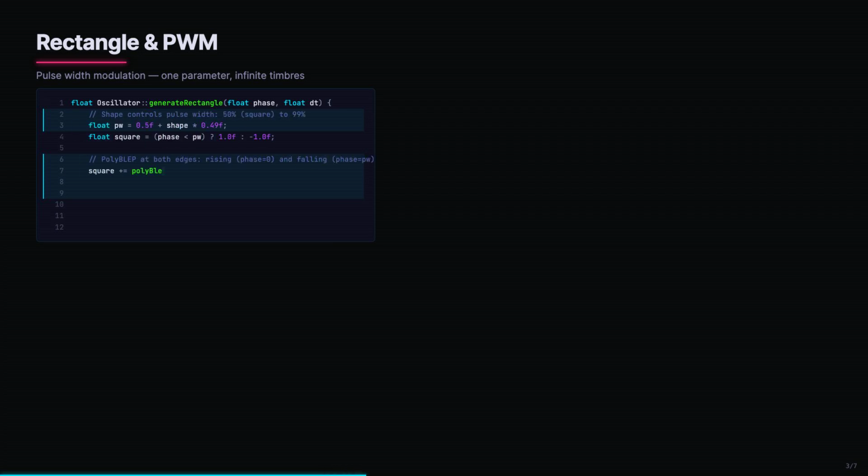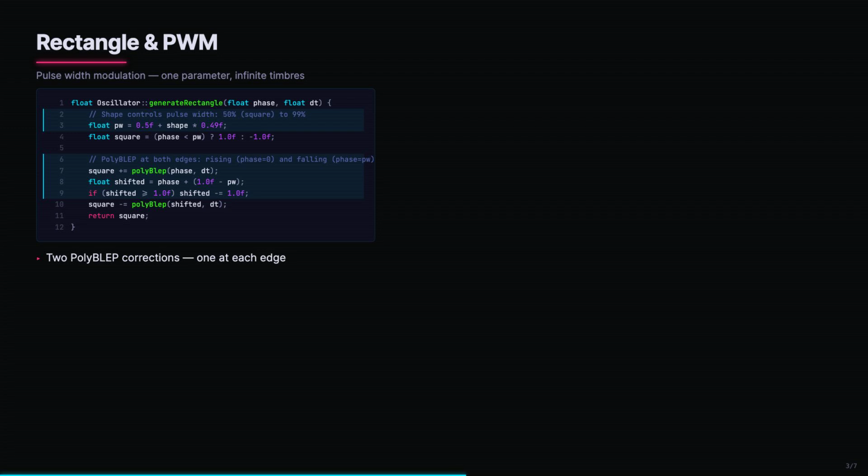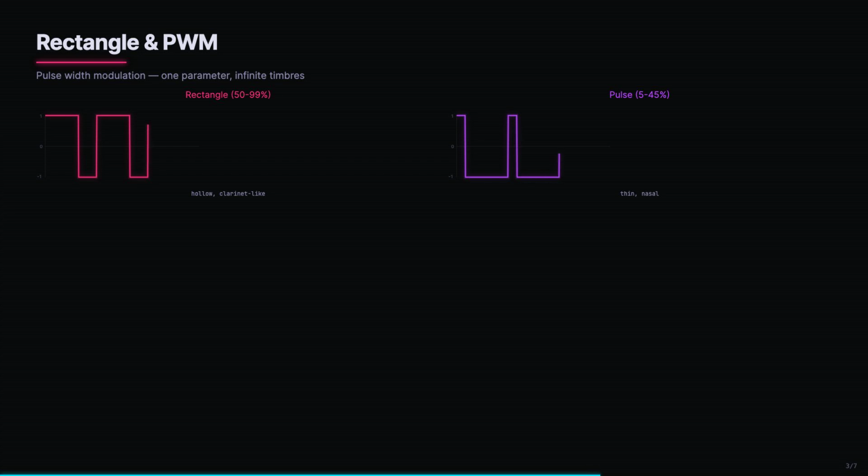The implementation is straightforward. Shape maps to pulse width. 0 gives a square, 1 gives the thinnest sliver. Polyblep is applied at both edges, the rising edge at phase 0 and the falling edge at the pulse width position. 2 corrections instead of 1.